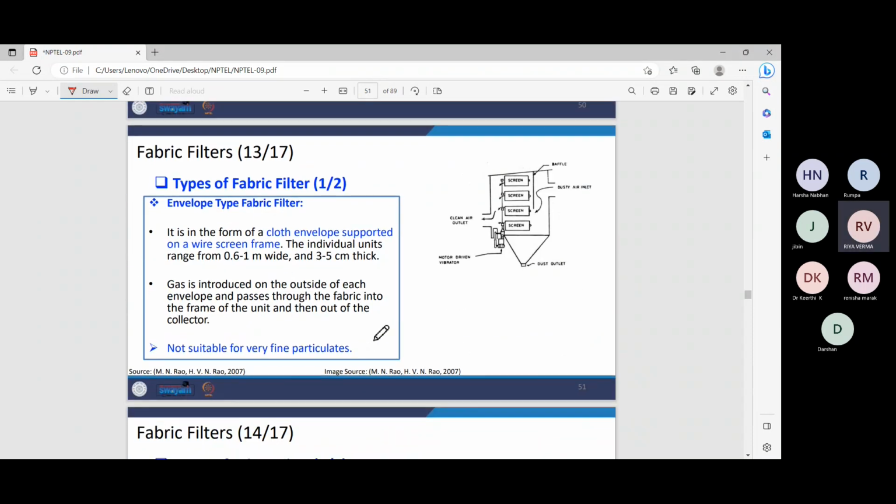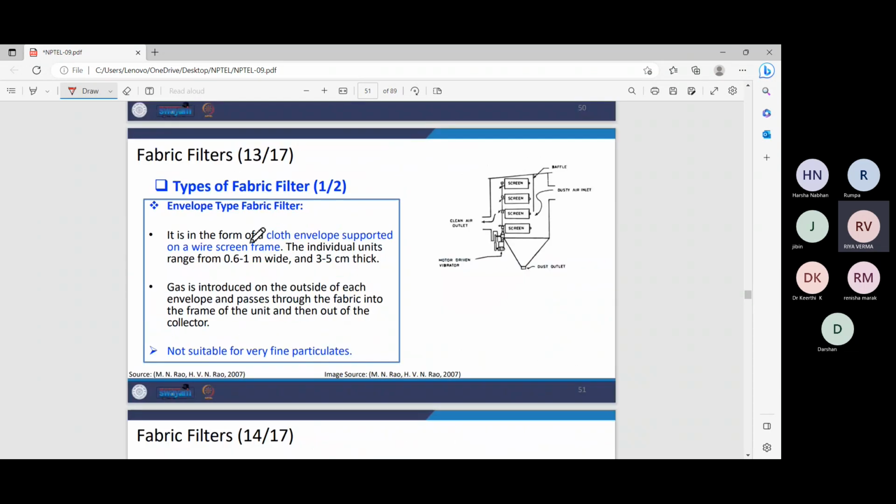Now we have the types of fabric filters. First we have the envelope type fabric filter. Here it is a form of a cloth envelope supported on a wire screen frame. The individual units range from 0.6 to 1 meter wide and 3 to 5 centimeters thick. The gas is introduced on the outside of each envelope, passes through the fabric onto the flame of the unit, and then out of the collector.